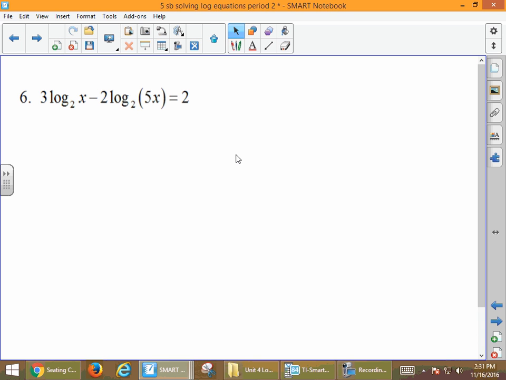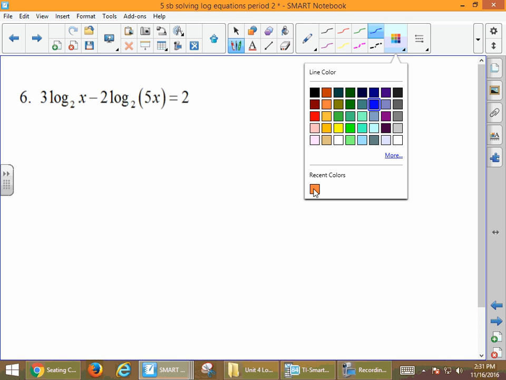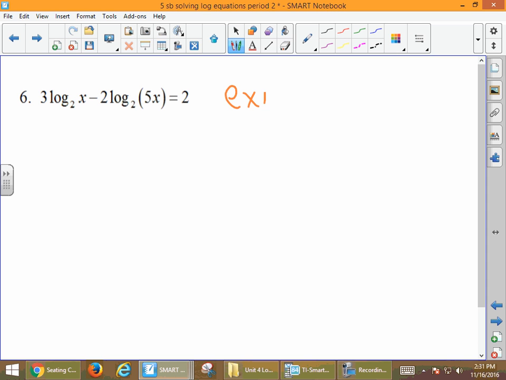Last one. We need to determine whether this is an exponential or a true logarithmic equation. And the way that we determine that is we look and see, does every term in the equation have a logarithm in it? And the answer is no. Not every value in here has a logarithm with it. So when we go back here, we can say that this is an exponential type of logarithm equation.